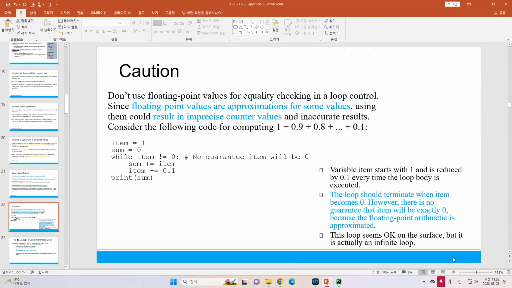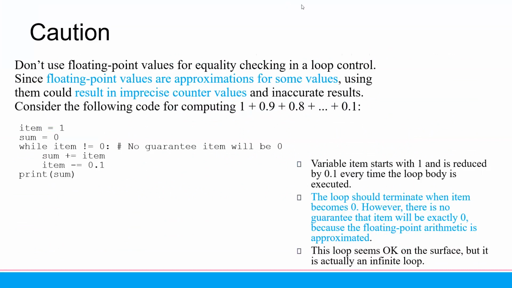Do not use floating point values for equality checking in loop control, since floating point values are approximations. So there is no exact value. Using them could result in imprecise counter values, and it will give you inaccurate results.